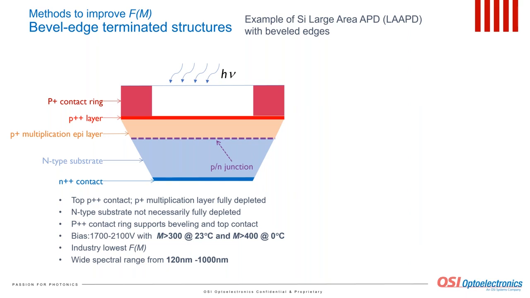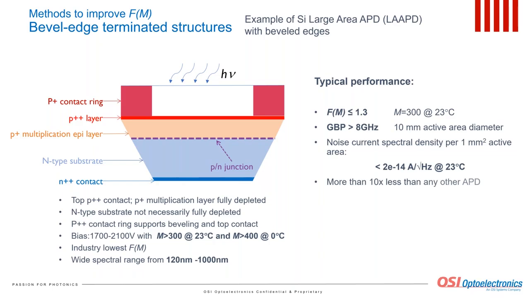The structure allows us to produce APDs with the industry's lowest F factor values. The spectral sensitivity ranges from vacuum UV to 1000 nanometers. Typical performance parameters achieved for such structures are: the excess noise factor is less than 1.3 for a gain of 300 at room temperature. Noise current spectral density per square millimeter of active area is below 2e-14 amps per square root of Hertz at room temperature, which is more than 10 times better than for any other APD.